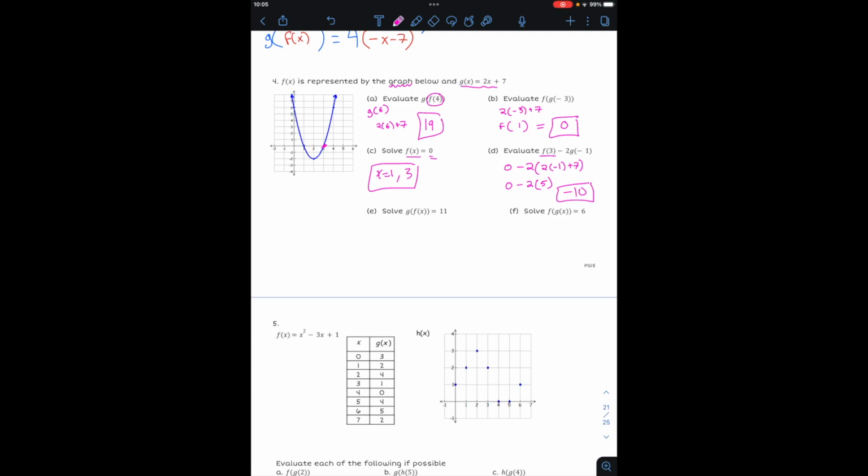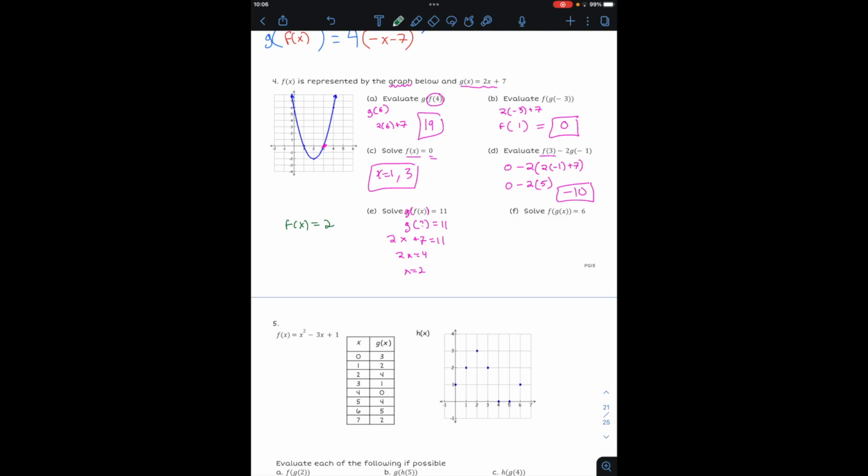Okay. G of f of x equals 11. This one's a little trickier. So let's say that g of something equals 11, right? That's basically what we're saying. We have this g function, and we put something into it, and we get 11. So what would we need to put into g to get 11? Well, the g function takes 2 times our input x, adds 7, and it produces some output. So when does that produce 11? Well, that would be when 2x is 4, x is equal to 2. So that means f of x in our case must be equal to 2.